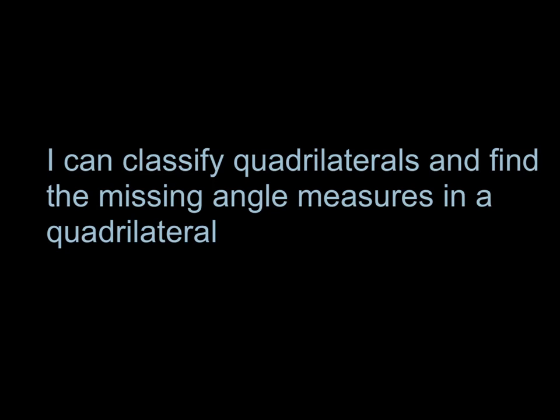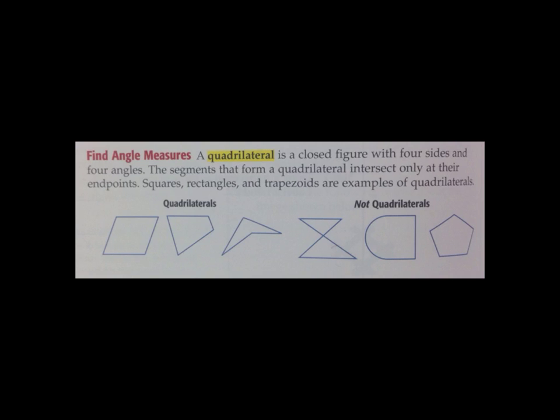Today's learning target is I can classify quadrilaterals and find the missing angle measures in a quadrilateral. A quadrilateral is a closed figure that has four sides and four angles. So here are three examples of quadrilaterals. Here are three that are not.